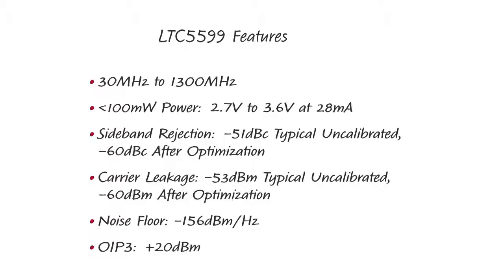At less than 100 milliwatts consumption, it is the lowest power modulator of its class in the market, with no trade-off in performance. The modulator typically exhibits sideband rejection of -51 dBc and carrier leakage of -53 dBm. These performance metrics are hard to beat and are sufficient for many applications, and they can be improved further should that be needed using the on-chip calibration facility. The 5599 also has an excellent noise floor of -156 dBm per hertz with an output IP3 of +20 dBm.